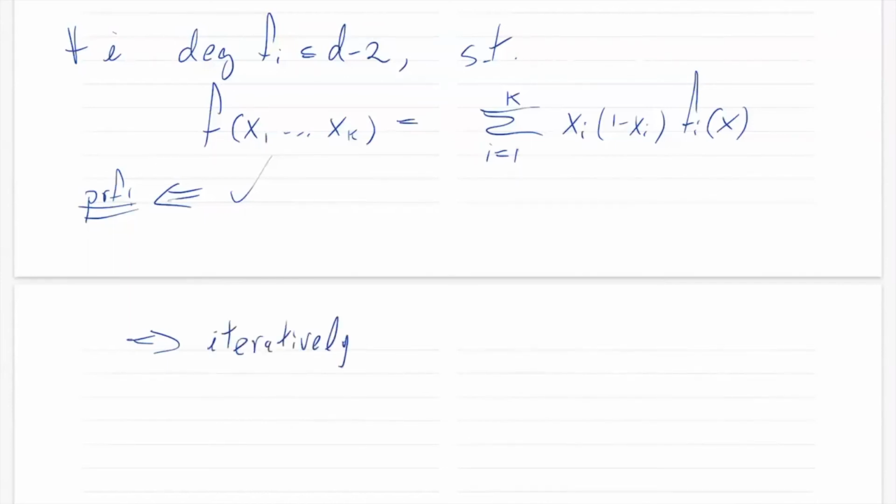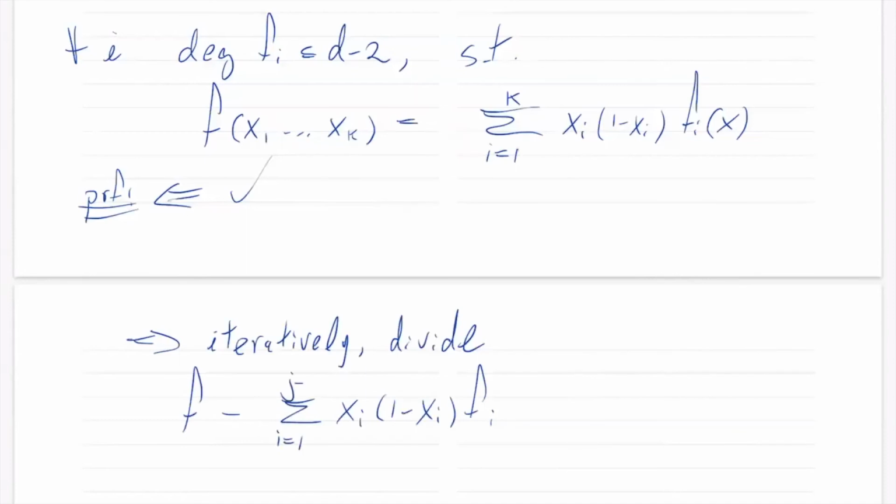So iteratively divide. Take f minus the sum of xi times 1 minus xi times fi, where i goes from 1 to j minus 1. Suppose I found the fi's for i from 1 to j minus 1. I'll tell you how to find fj. I will look at the remainder of my previous endeavors, and I will divide that by the polynomial xj times 1 minus xj, as a polynomial in xj. I don't need to know very fancy algebraic stuff, just how to divide one polynomial in a single variable by another polynomial in the same variable.